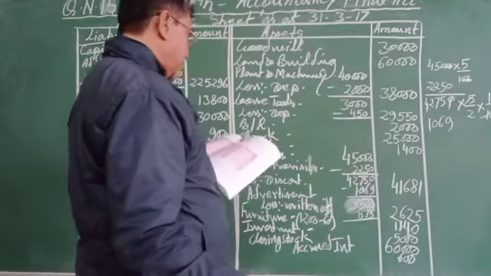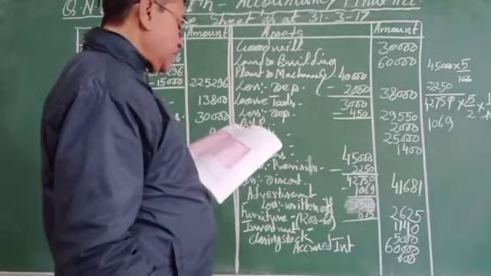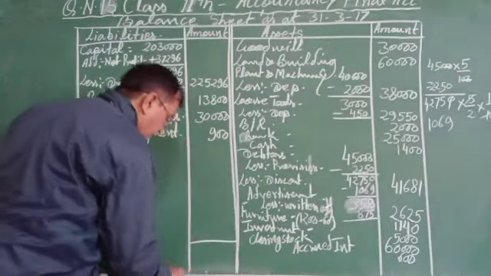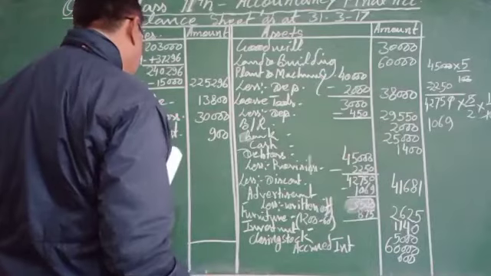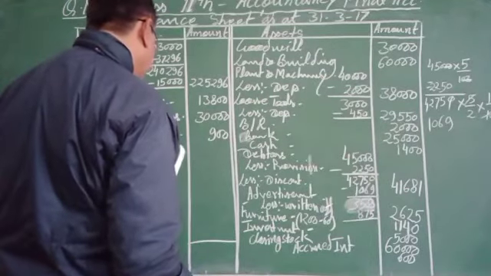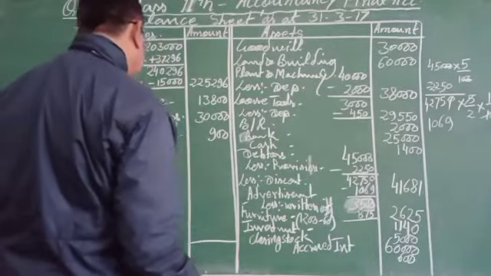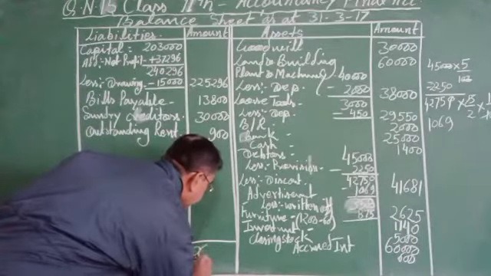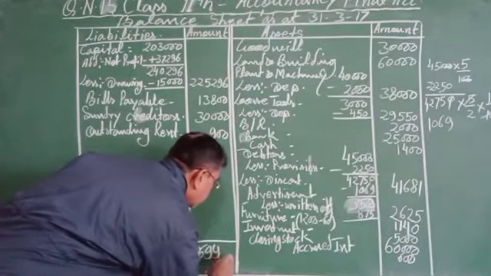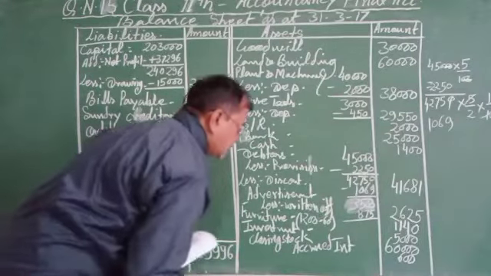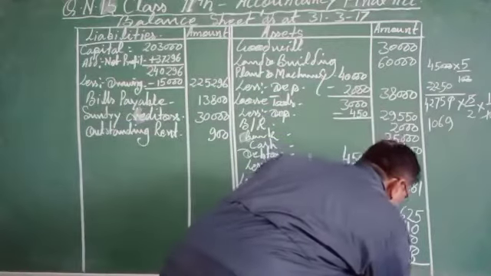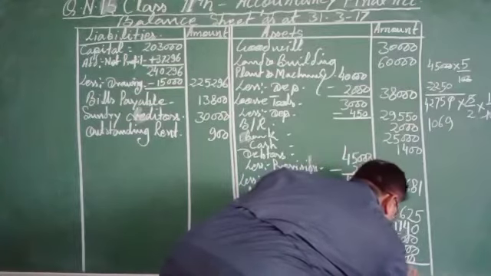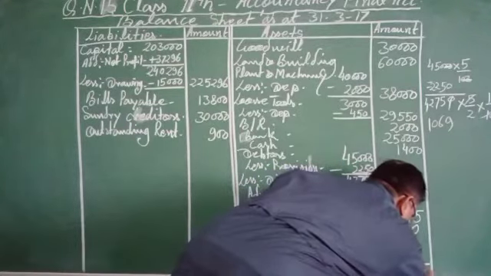The rest is okay. All the information is adjusted in the balance sheet. The total of this column you can find, that will be 2,69,996.